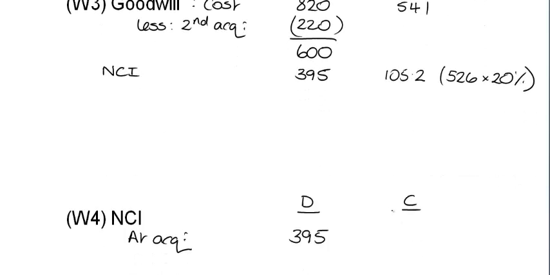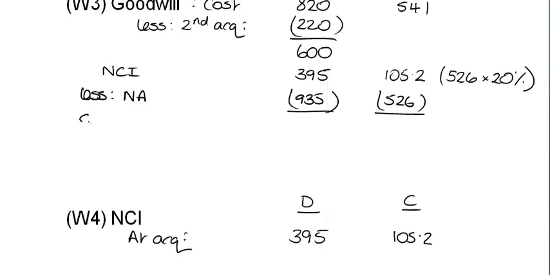So I'm also going to put that into my NCI calculation. Again, standard procedures, but it's all the time picking up another mark every time we do this. Less the net assets. Our net assets are 935 for Data, and for Captive they are 526. So we get a goodwill figure. Our goodwill figures are 60 and 120.2. Again, it's going to be worth a mark in the exam. We're picking up all the time.